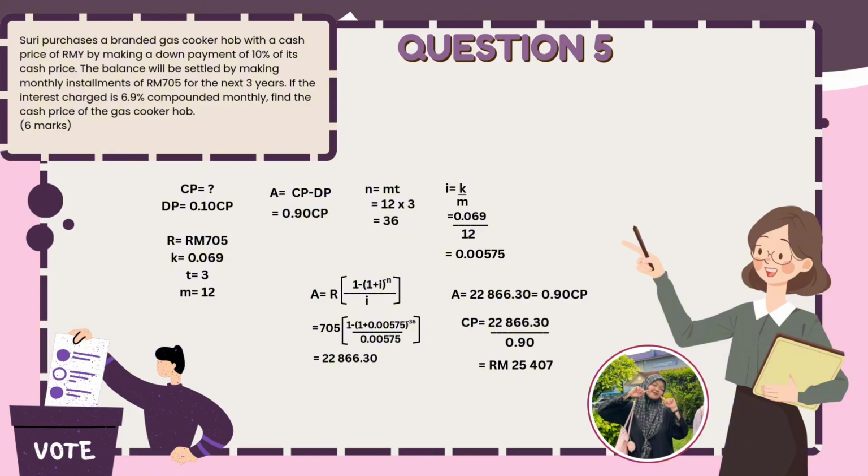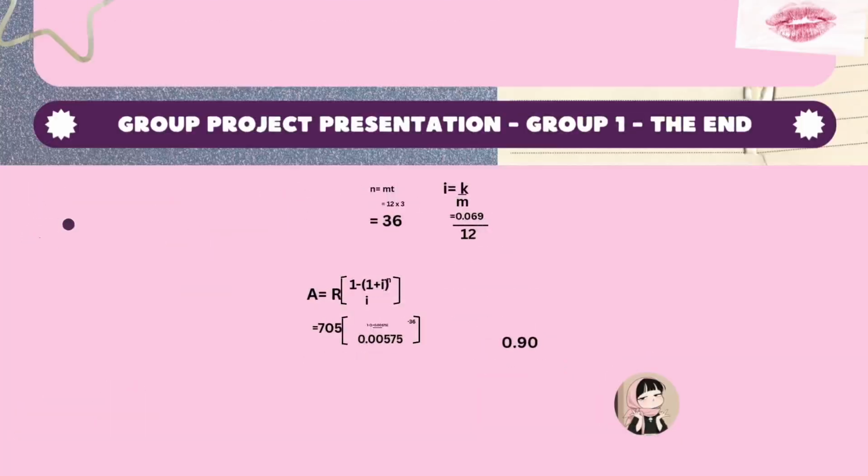22,866.30 equals 0.90 CP, and we need to bring the CP to the front since we need to find the cash price. So CP equals 22,866.30 over 0.90, and we will get the answer, which is RM 25,407. So that is the cash price for the gas cooker.